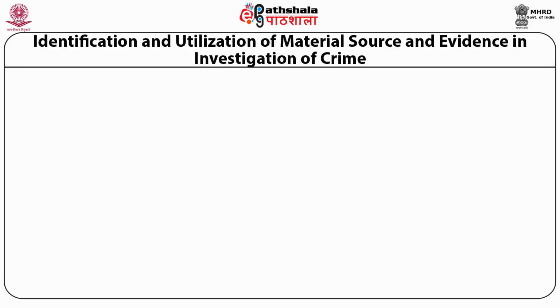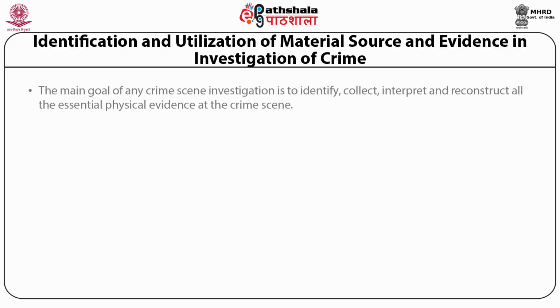Now you will be studying the identification and utilization of material source and evidence in investigation of crime. The main goal of any crime scene investigation is to identify, collect, interpret, and reconstruct all the essential physical evidence at the crime scene. A forensic laboratory examines the pieces of threads, which aids the prime investigator with clues in an attempt to solve the cases.